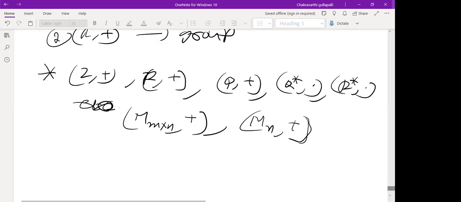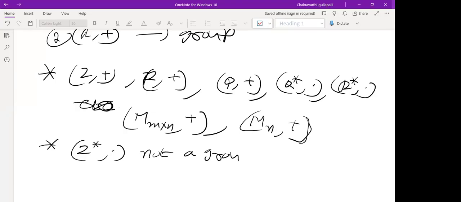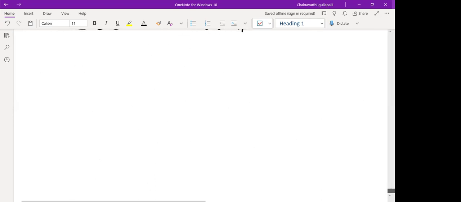Okay, fine. So one important thing is Z star comma dot is not a group. Because generally students think R star comma dot is a group, Q star comma dot is a group, so if star is there, it is a group. No. The problem here is not only with 0, but with other elements also. Star means excluding 0. R star means R minus 0. Q star means Q minus 0. Now, this is not a group.